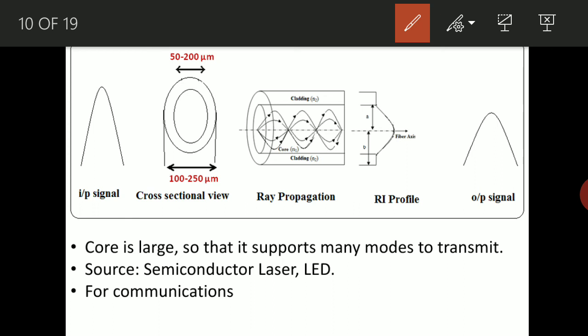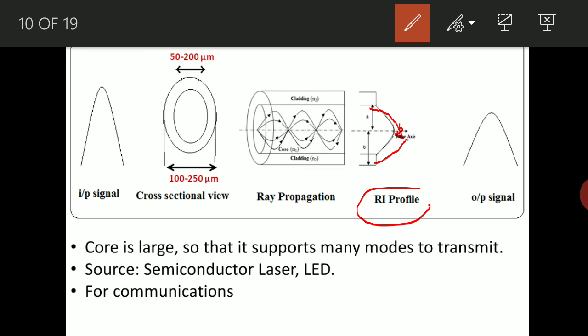And coming to the refractive index profile, it is observed that it is a graded index. It means the refractive index is maximum at the fiber axis, and as you move away from the fiber axis to the core cladding interface, it decreases. Therefore, on the basis of the refractive index profile, it is graded index, and it supports more than one mode, therefore it is multi-mode. We call it multi-mode graded index fiber.